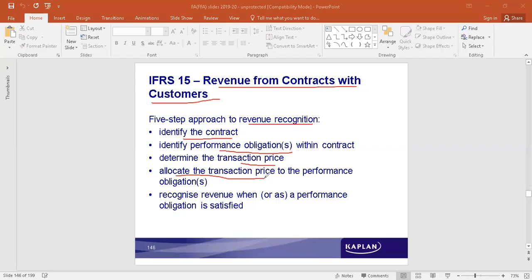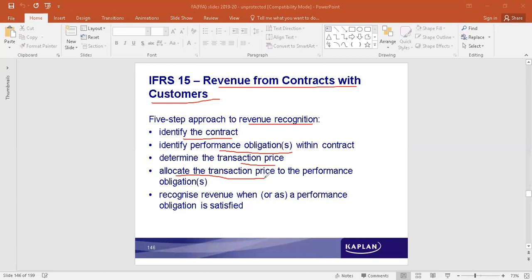But how is it recognized? There are 5 steps of revenue recognition. There should be a contract. In the contract there should be a performance obligation mentioned, multiple performance obligations if they are there. The transaction price mentioned in the contract should be allocated among all the performance obligations. As and when the performance obligation is met or satisfied, the revenue is recognized.